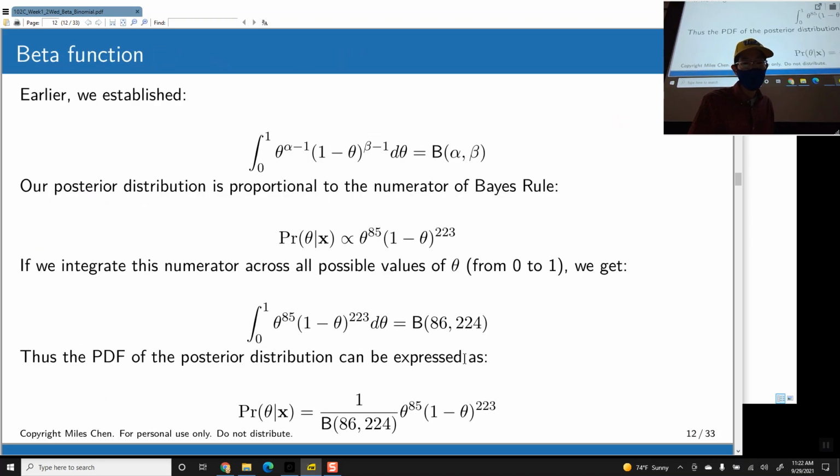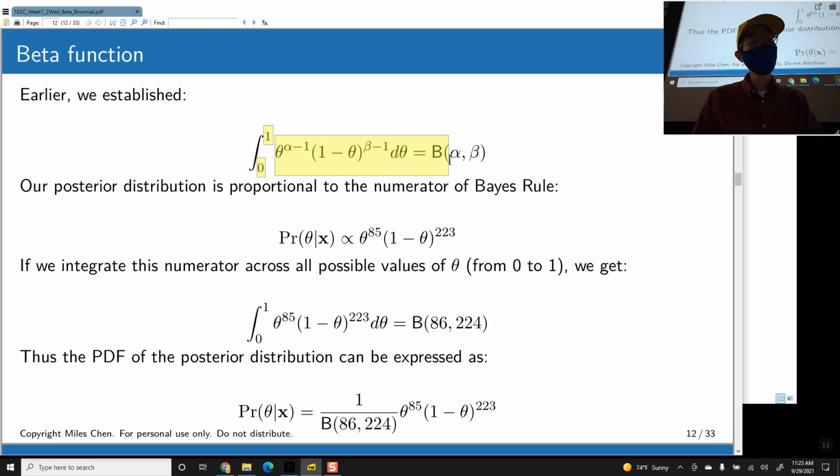So here we are, we've got this, and what we have is something that's proportional to our PDF, right? So let's say, okay, what if I integrate this from 0 to 1? What am I going to get? Okay, well, if I look at this, we can say, oh, you know what? Theta to the 85, we could call that 86 minus 1. And 1 minus theta to the 223 is 224 minus 1, right?